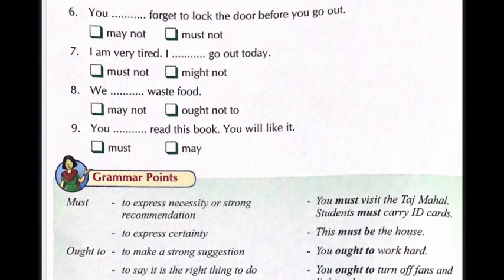Used to मतलब कि मैं ऐसा किया करता था past में. थोड़ा time पहले, कुछ साल पहले, कुछ month पहले मैं ऐसा किया करता था. जैसे कि I used to go to school on a bicycle. मैं बाईसाइकिल में स्कूल जाया करता था. अब नहीं जाता. Discontinue हो गया मतलब अब नहीं करता.